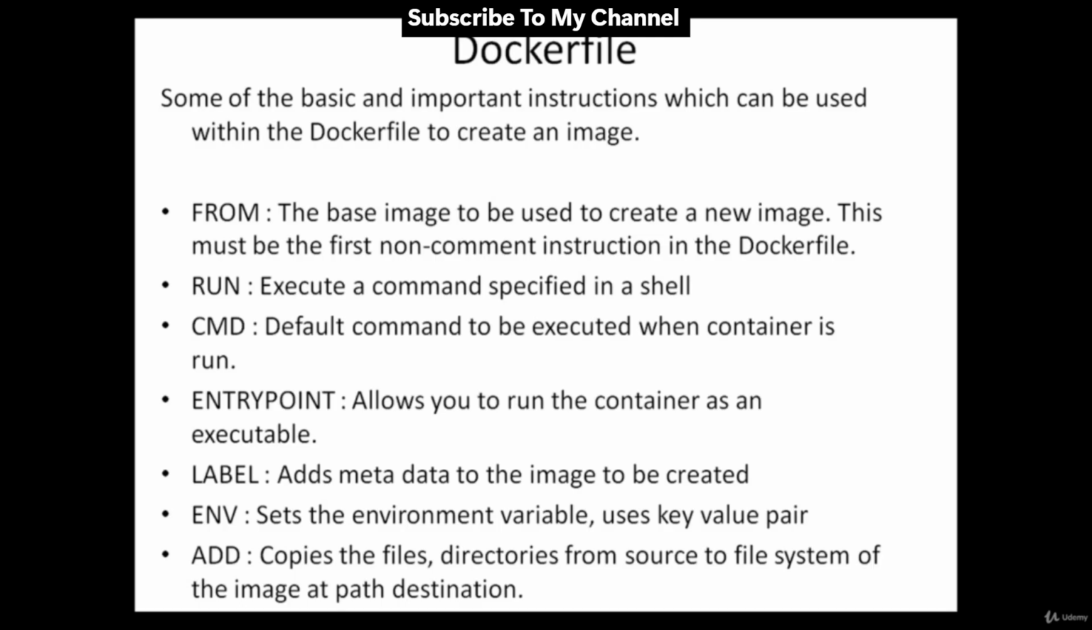The first instruction which goes into a Dockerfile is FROM. Here we specify the base image which is used to create the new image. In the earlier session we have seen Ubuntu was the base image which we have used. The same instruction can be given in the Dockerfile by using the FROM command. This must be the first non-comment instruction in the Dockerfile. That means you can have comments before this and after this, but this should be the first non-comment instruction.